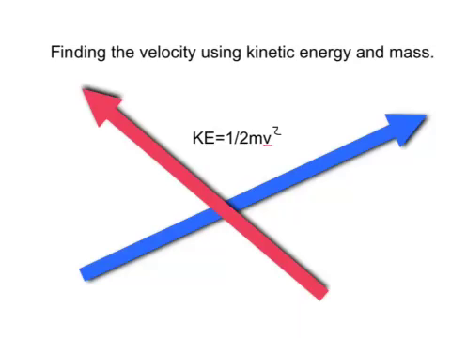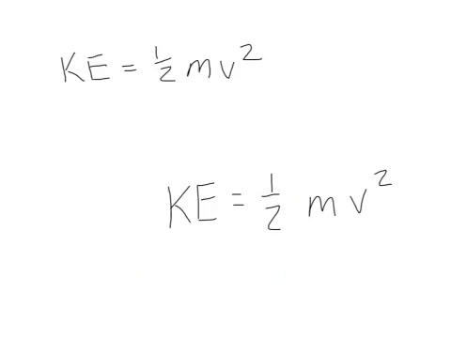So the equation to find kinetic energy is KE equals half times mass times velocity squared. But today we're going to be finding the velocity, and the kinetic energy and mass will be given to us in the problem. Now, obviously you can't use this equation to find velocity, but there are two ways you can change this into the equation to find velocity.